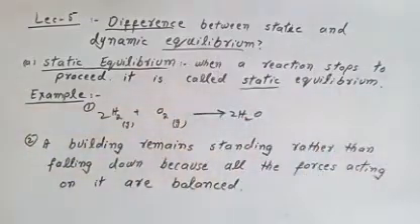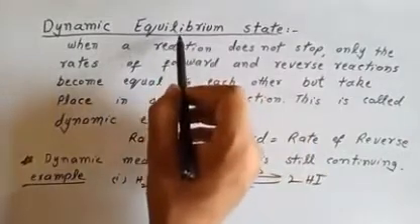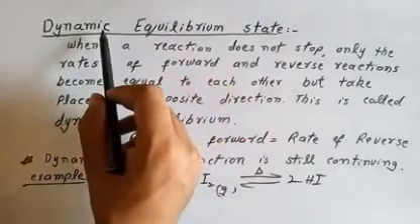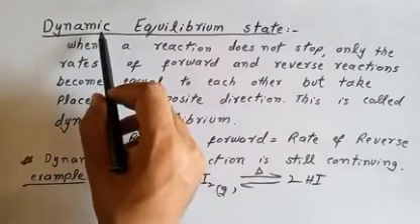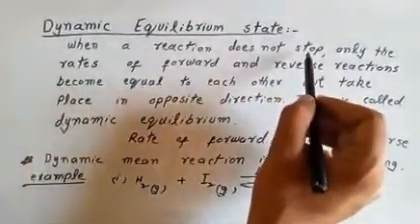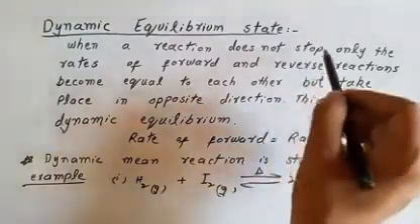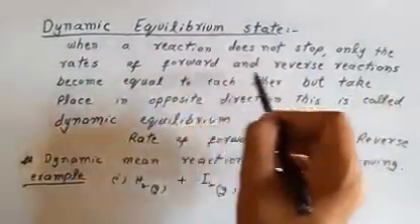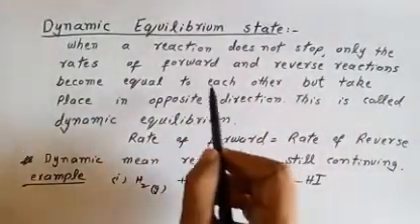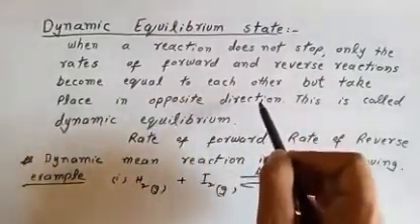Now we will see the dynamic equilibrium state. The word dynamic is used for anything that is going to change or that does not stop. So when a reaction does not stop, it proceeds further. That reaction has the rate of forward reaction and reverse reaction equal to each other, but they take place in opposite directions, and such a reaction is called dynamic equilibrium.